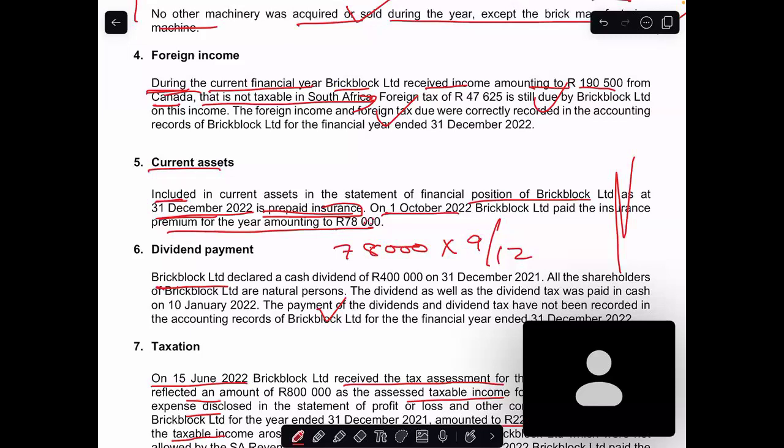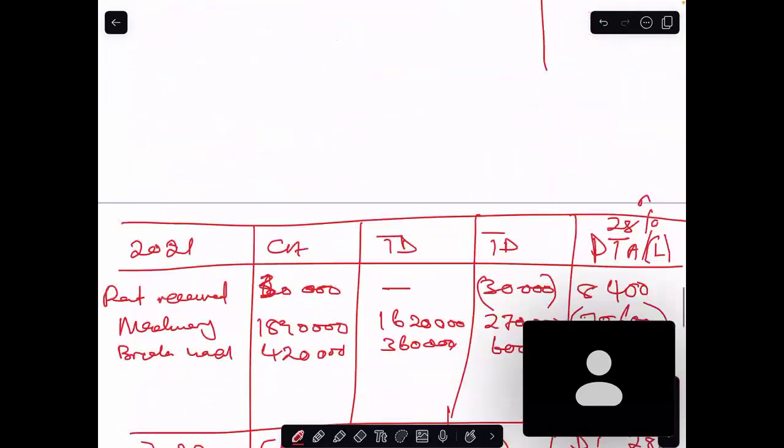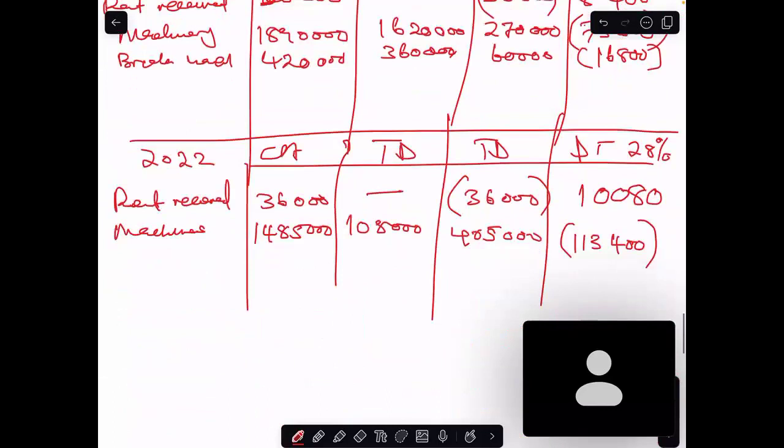Included in current assets in the statement of financial position of LTD as at 31 December is a prepaid insurance. On 1 October, LTD paid the insurance premium for the year amounting to 78,000. So the prepayment is for 9 months. How much are you getting there? 78,000 times 9/12. Prepaid insurance: 58,500. Right, the tax base will always be 0 on a prepaid amount, on prepayment.